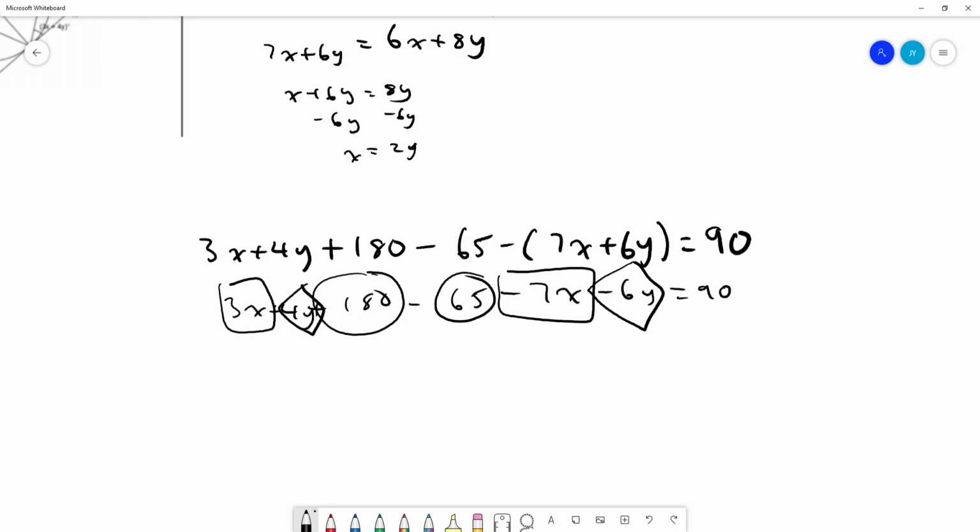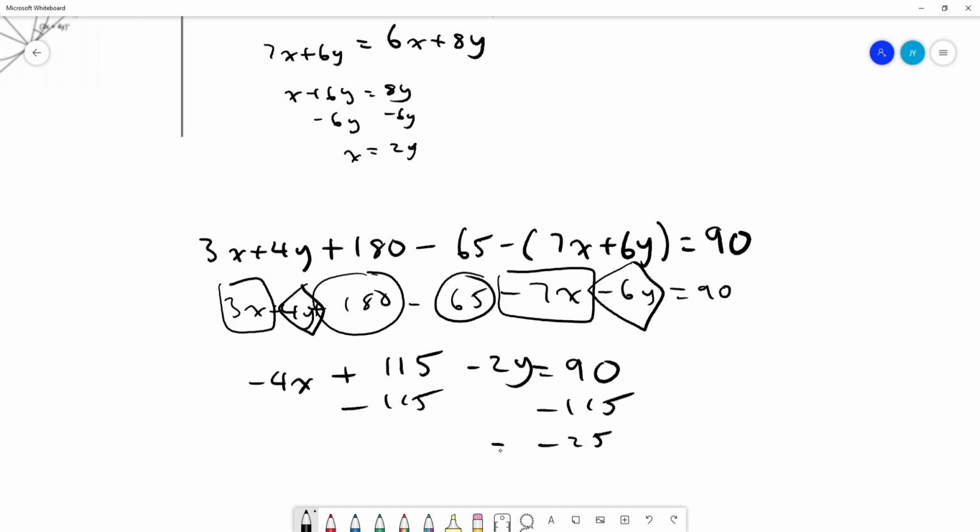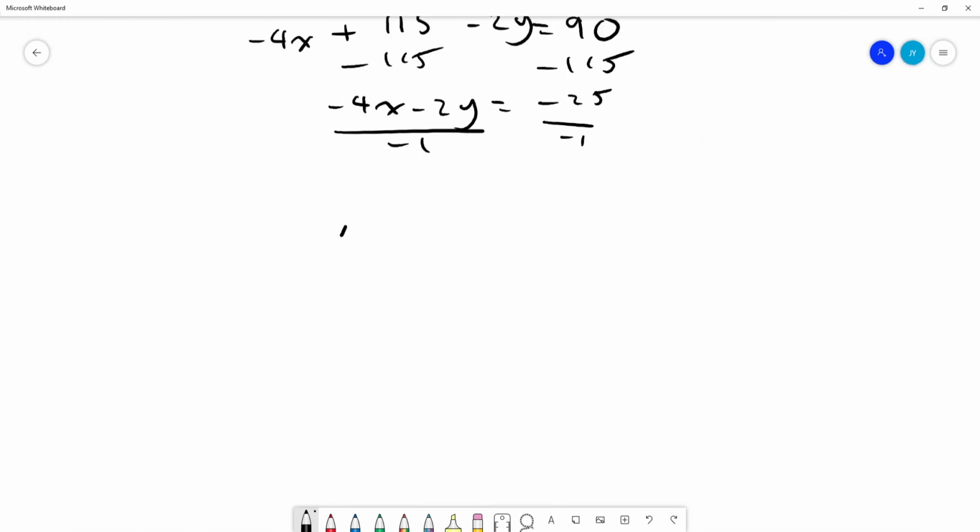So 180 minus 65 is going to be 115. Then the boxed terms: it's going to be negative 4x. Okay, boxed terms, negative 2y. So it's going to be negative 4x plus 115 minus 2y equals 90. Now I can subtract 115 on that side and get negative 25, negative 4x minus 2y. Divide by the negative on both sides to make this problem easier to deal with. So you get 4x plus 2y is equal to 25.